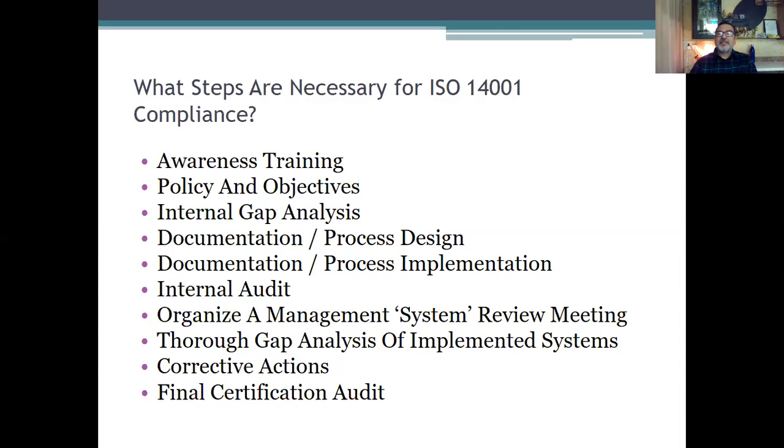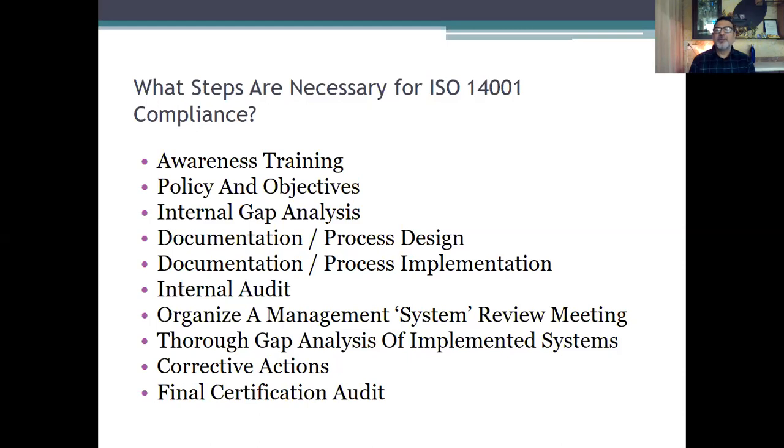Documentation and process design. The organization should create documentation of the processes as per requirement of the standard. You should write and implement a manual, functional procedures, work instructions, standard operating procedures, and provide associated records and forms.